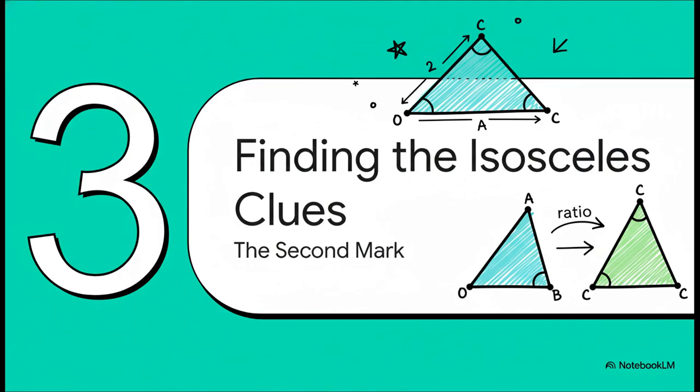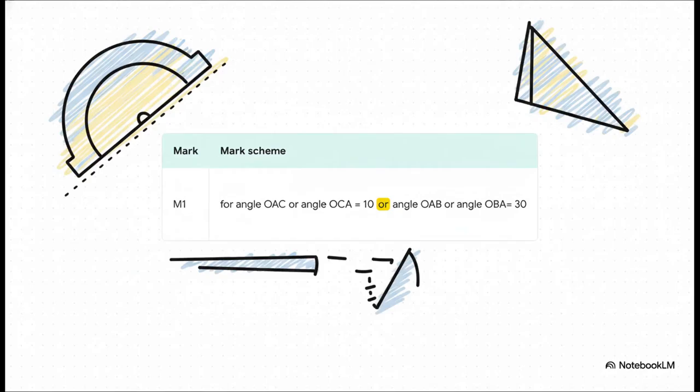All right, on to the next step, finding the isosceles clues. Now we get to use that ratio information to lock in our second mark. Okay, checking the mark scheme again. It says the next mark is for finding one of these smaller angles inside our big 40-degree one. So let's break that angle BAC down.